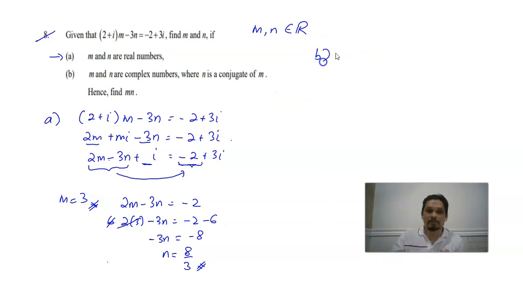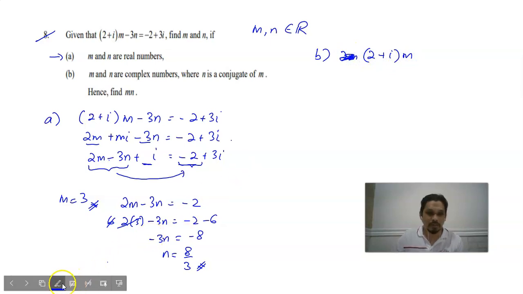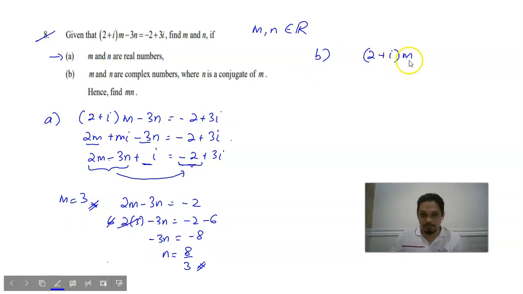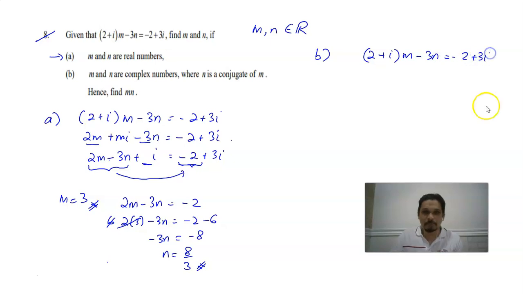What about b? Again, 2 plus i multiplied with m. Sorry, I have recalled the eraser. I forgot about this. So let's delete everything here and go back to this one here. 2 plus i times m minus 3n equal to negative 2 plus 3i.